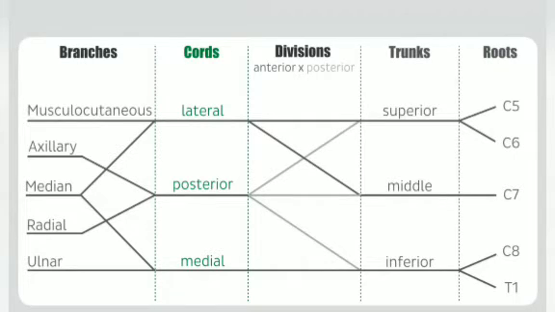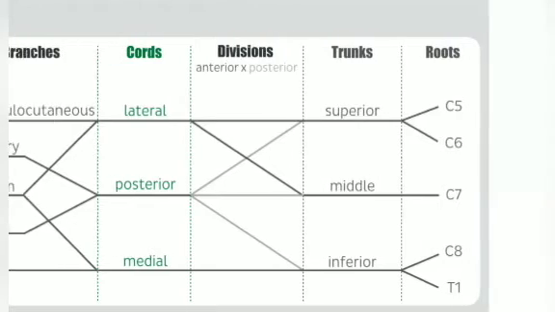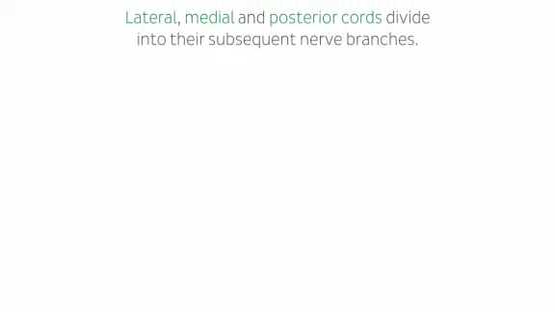So in this line drawing, we can see that the lateral cord is formed by the anterior divisions of the superior and middle trunk. We can then see that the posterior cord is formed by the posterior divisions of all 3 trunks. Finally, we have the medial cord, which is basically a continuation of the anterior division of the inferior trunk. The lateral, medial and posterior cords now divide into their subsequent nerve branches and continue distally down the upper limb to innervate various anatomical structures.